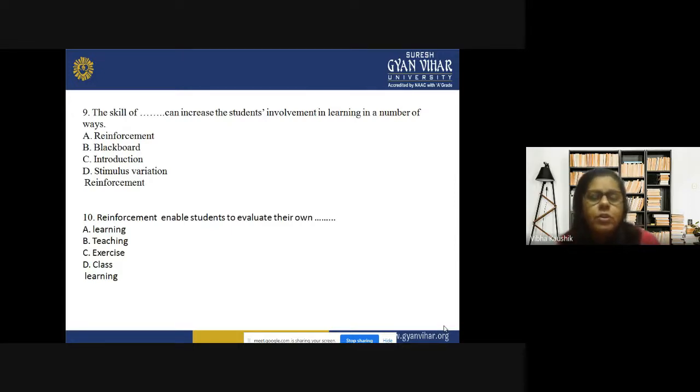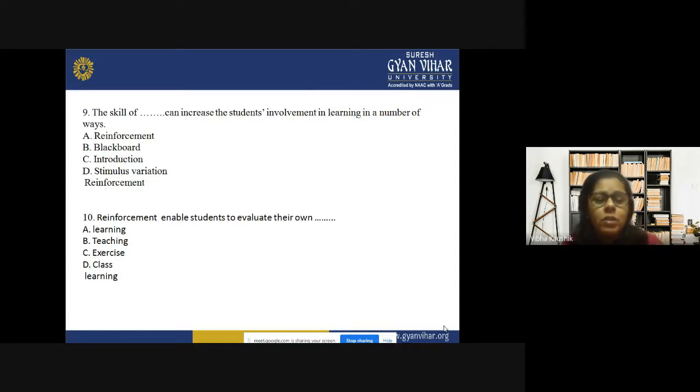Now, the skill of dash can increase the students' involvement in learning in a number of ways. Which skill has increased the students' involvement in learning in a number of ways? Now the options are A. Reinforcement skill, B. Blackboard, C. Introduction, or D. Stimulus variation. Is it one of these that is increasing the students' involvement in learning in a number of ways?